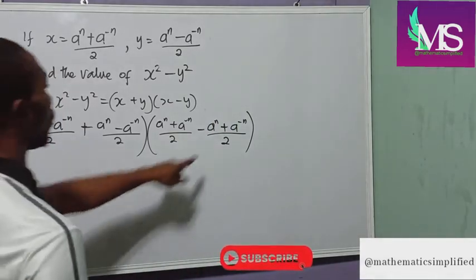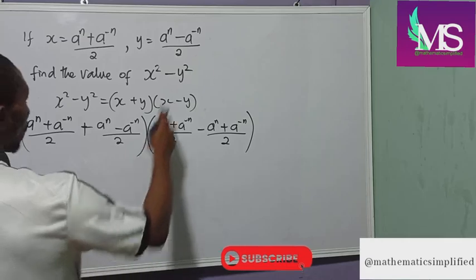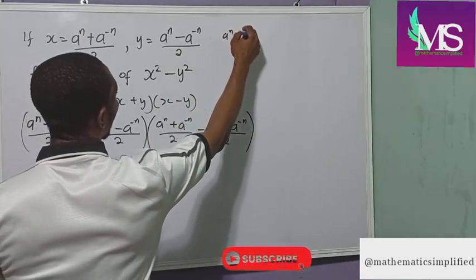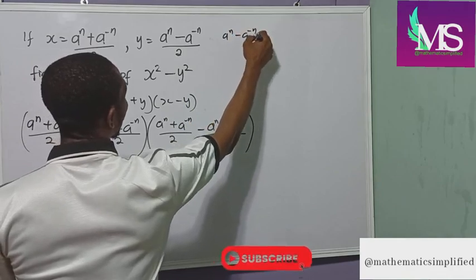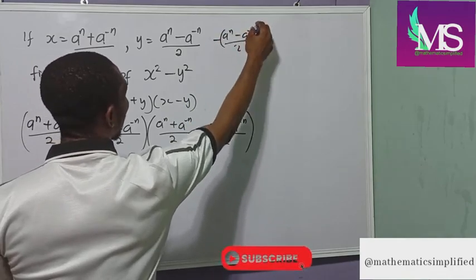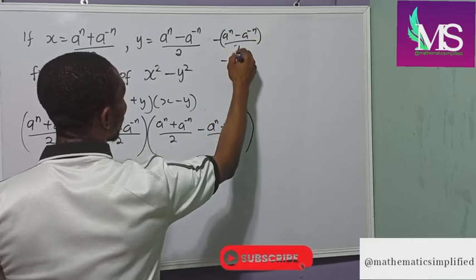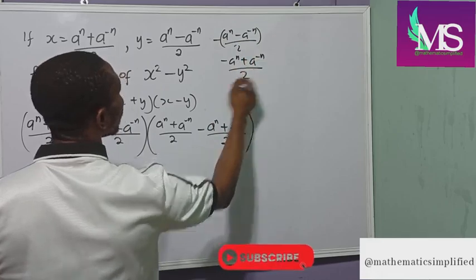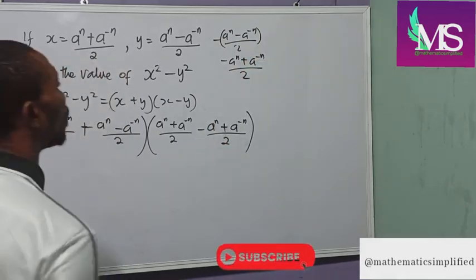Now how did we get this plus here? For our y, we have it as a raised to the power n minus a raised to the power minus n over 2. So minus multiplying this becomes minus a raised to the power n, minus times minus plus a raised to the power minus n over 2. That's how we got this value.